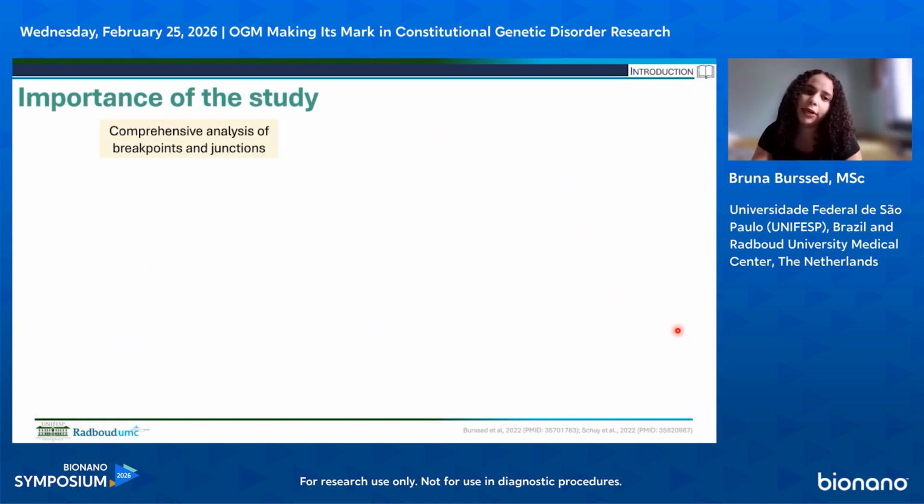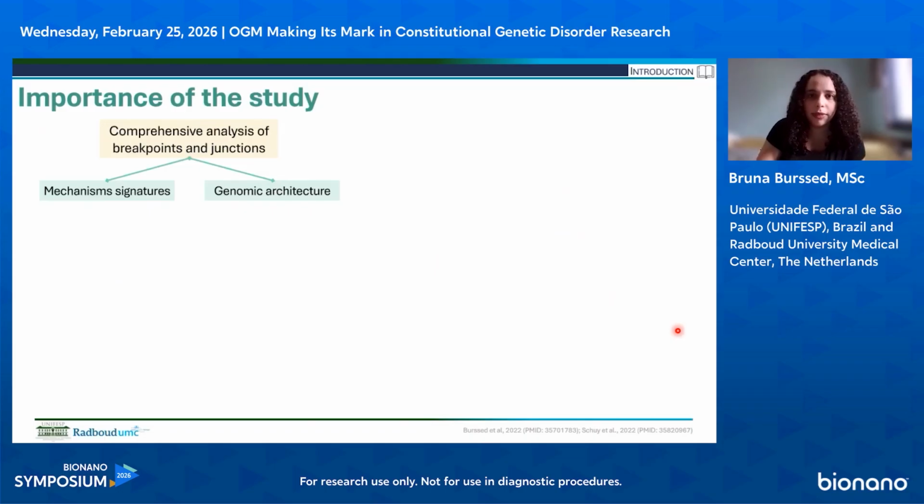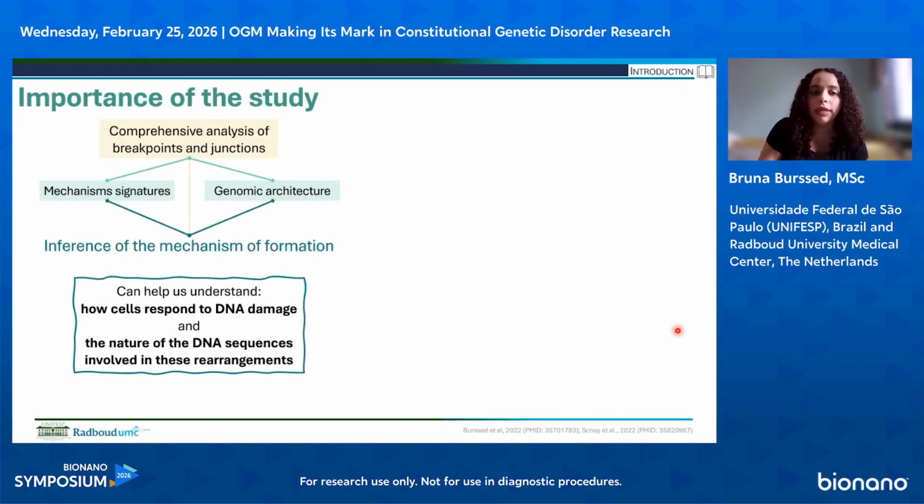When we perform a comprehensive analysis of breakpoints and junctions, we can see signatures of these mechanisms that I've just showed you, and we can also see the genomic architecture around these junctions. And this is important because it can help us infer the mechanism of formation, which can then help us understand how cells respond to DNA damage and the nature of the DNA sequences involved in these rearrangements.